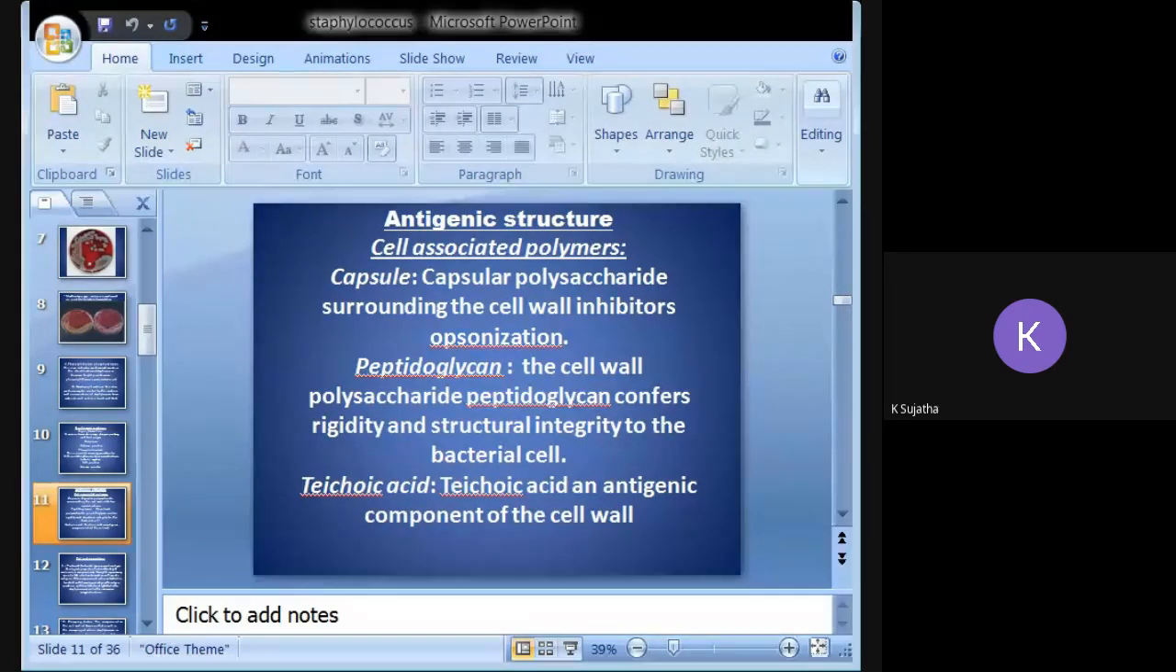Next, what antigens are produced by this bacteria? Capsular antigens, next peptidoglycan antigens, next teichoic acid antigens. The capsule is made up of polysaccharides, so these polysaccharides are used to produce antigens. And the cell wall is made up of peptidoglycans. These are also used to produce antigens, and they give rigidity to the bacterial cell. Next, this is a gram-positive bacteria, that's why teichoic acids are present in the cell wall. So this is also used to produce antigens. So these three substances, capsular polysaccharides, cell wall peptidoglycans and cell wall teichoic acids, are used to produce the antigens.